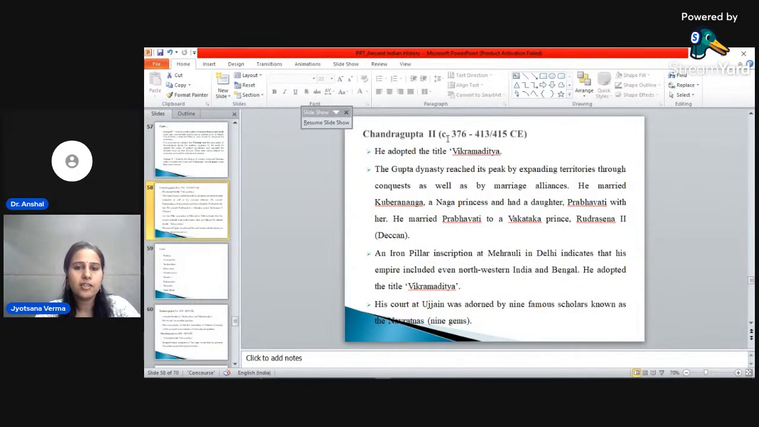Another important ruler of this dynasty is Chandragupta II. He adopted the title of Vikramaditya, and he also expanded his territory through marriage alliances. He married Kuberanaga, a Naga princess, and had a daughter, Prabhavati, and he married Prabhavati to the Vakataka prince Rudrasena II. The most important source of this time, the iron pillar inscription at Mehrauli, Delhi, indicates that his empire included even northwestern India and Bengal. His court at Ujjain had nine famous scholars known as the Navaratna.